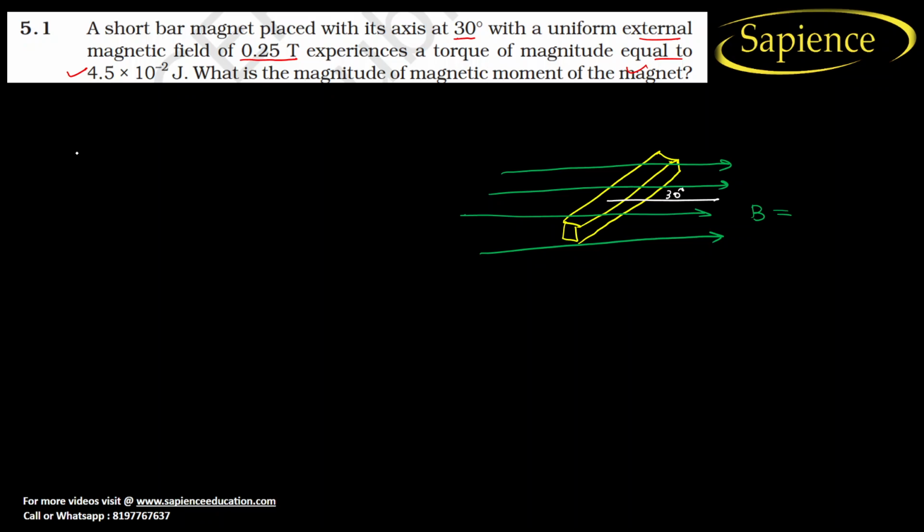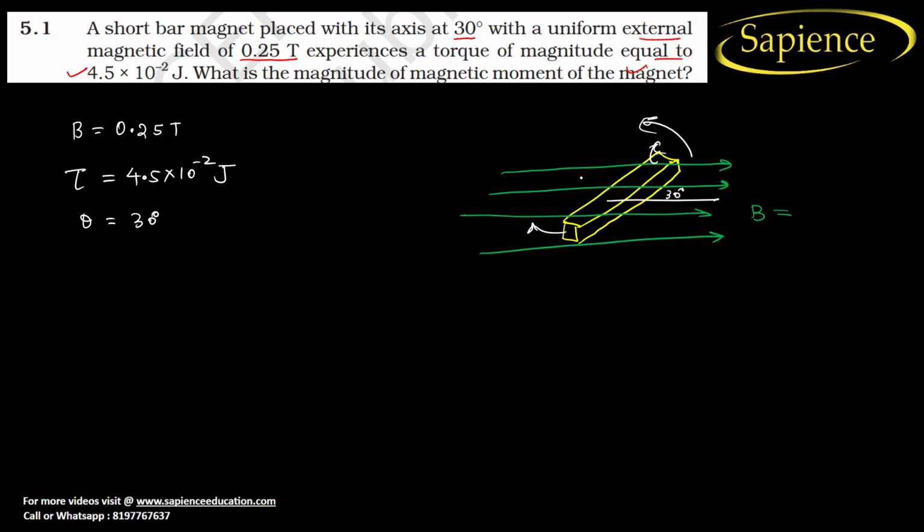So whatever data they have provided you, just put it. The external magnetic field they have provided is 0.25 Tesla. And the torque, see what will happen if you put a magnet in the magnetic field: it will experience a torque either this side or this side depending upon the polarity, right? So the torque they are experiencing is 4.5 into 10 to the power minus 2 joule, right? And the angle made by the magnet with the magnetic field, theta, they have provided as 30 degrees. Got it?